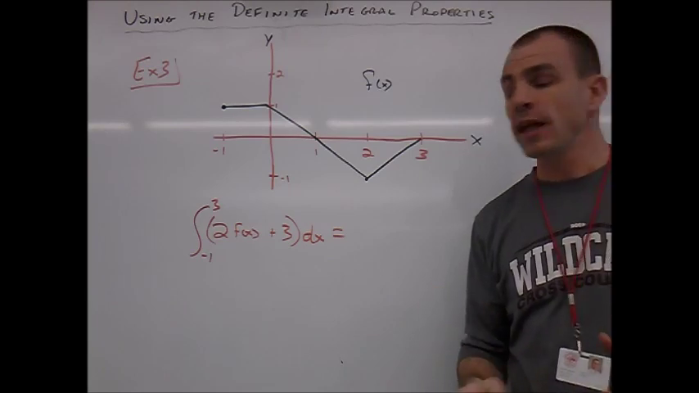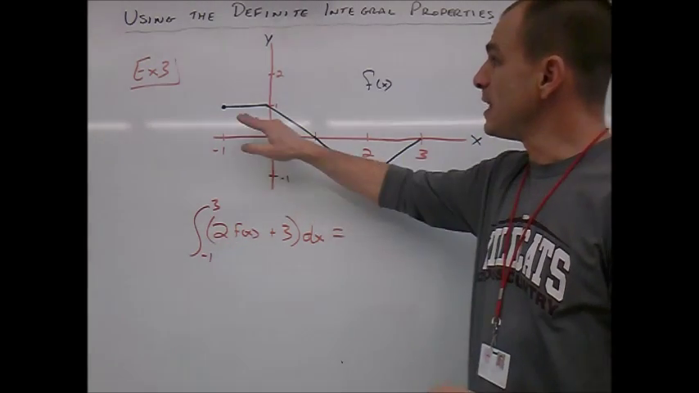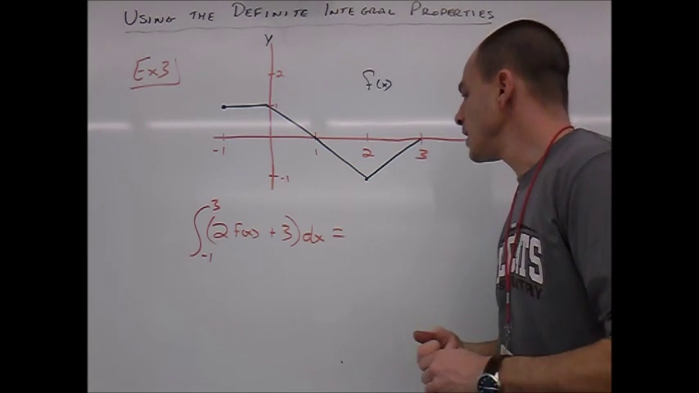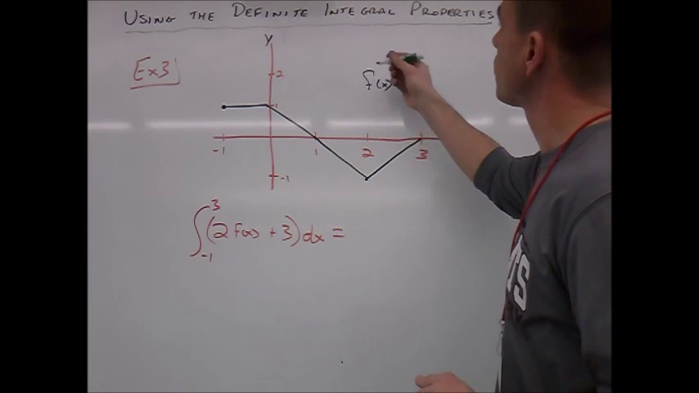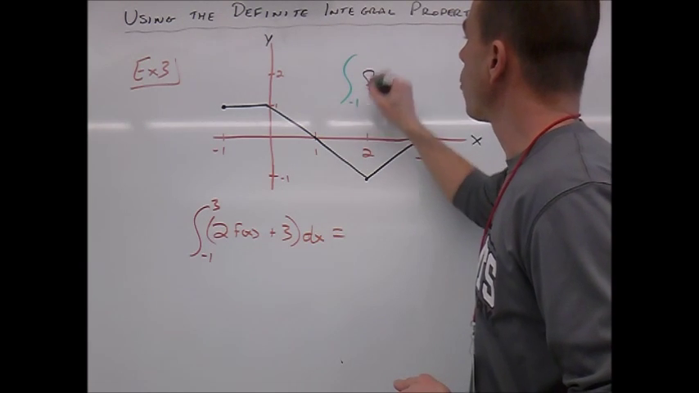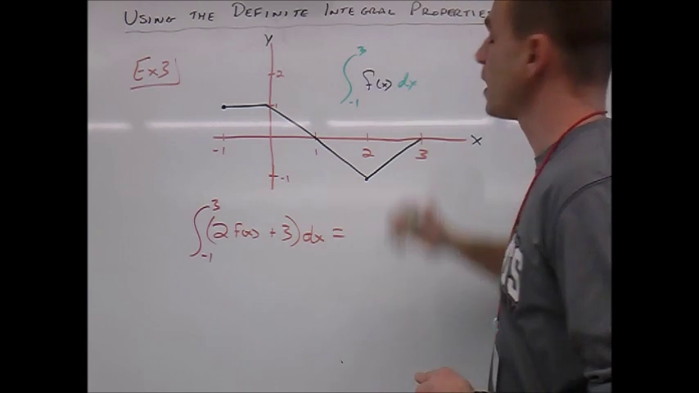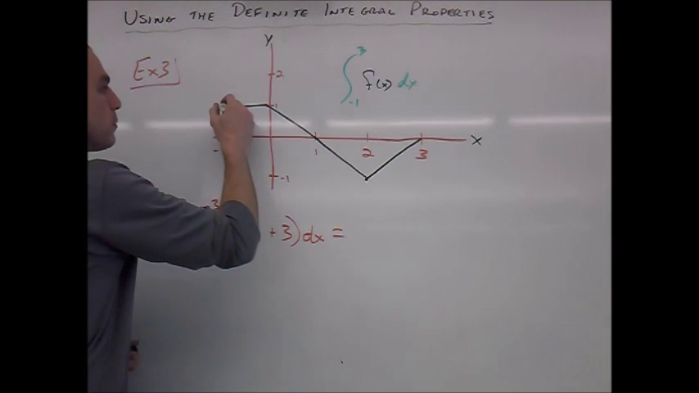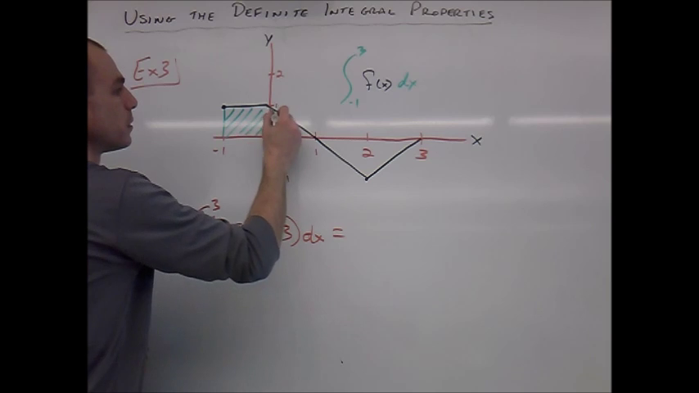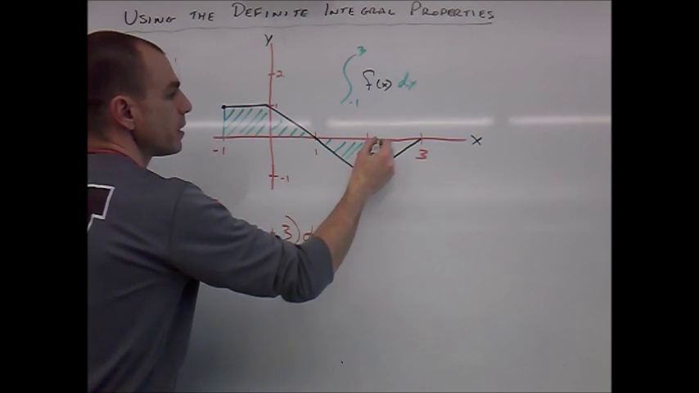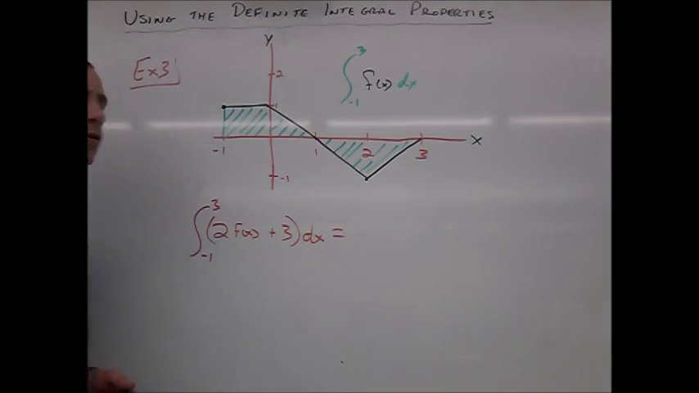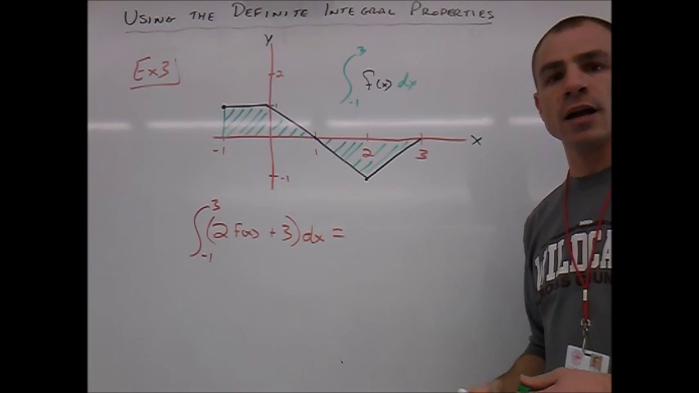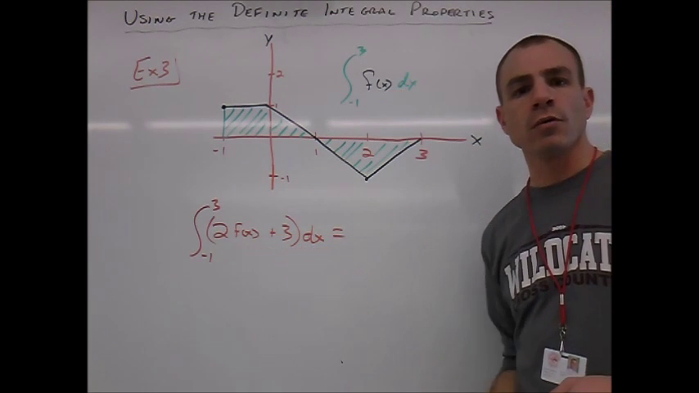Okay, so we know that the definite integral matches up with the area between a function and the x-axis. So if we have f of x here, and we're interested in the integral from -1 to 3 of f of x dx, then we're interested in the area overall between the function and the x-axis, which means we're looking at this trapezoid right here and this triangle right there. All right, and our goal is to come up with an area for these two regions, and that's going to give us our definite integral, and then we can start to work with our properties.